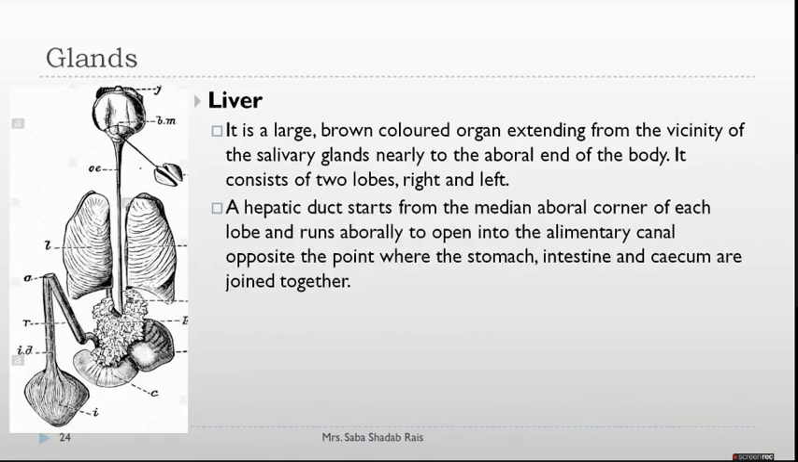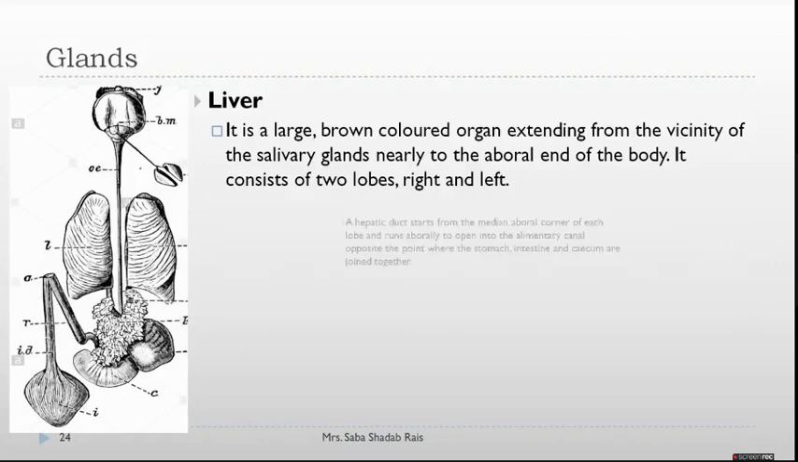Now, this liver has the hepatic duct. You can see very clearly that this is ending into the stomach. What it means is that it is adding its secretion into the stomach. Thereafter, it is also connected with the intestine and cecum. These all things are joined together.